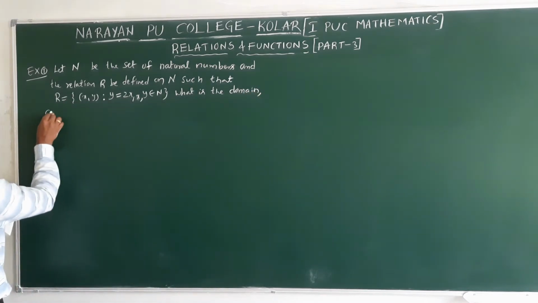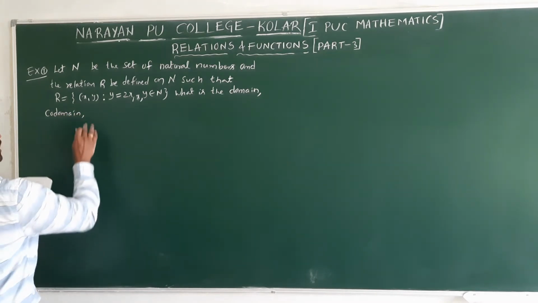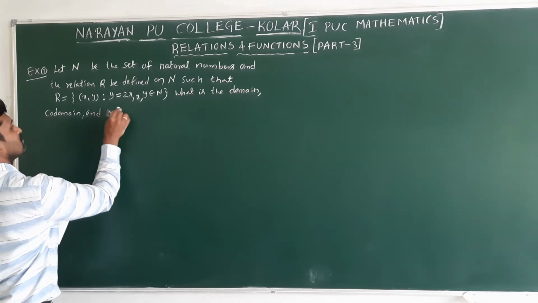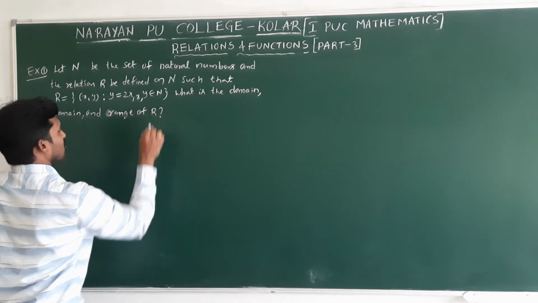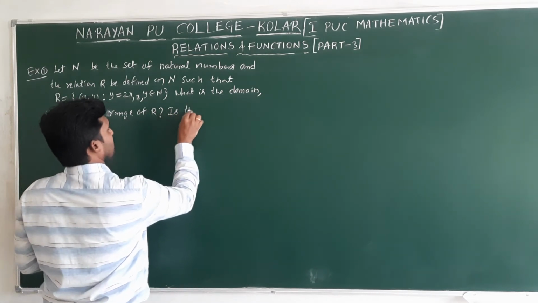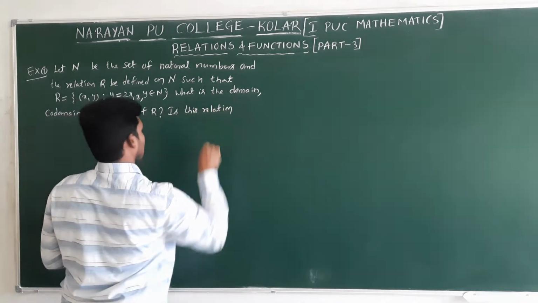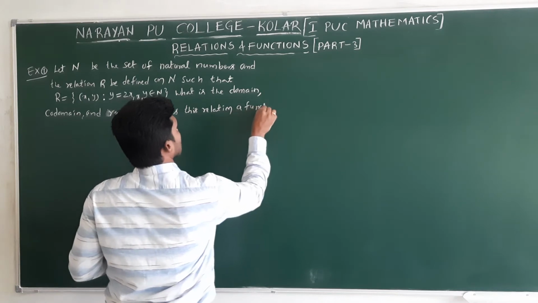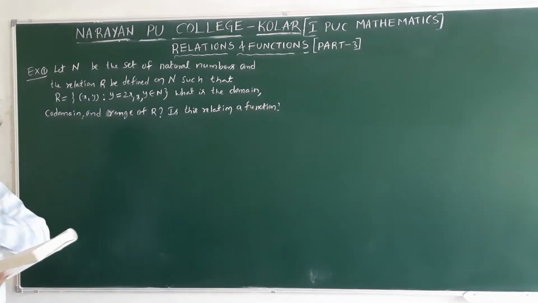Codomain and range of R? Is this relation a function? Given a relation, we need to find out whether it is a function or not. Okay.